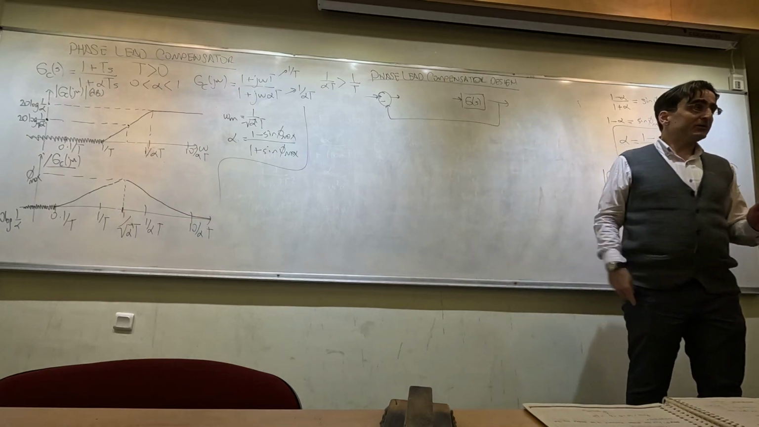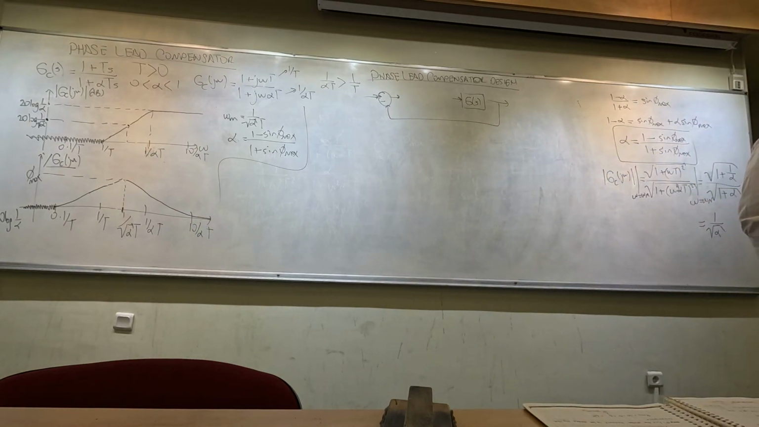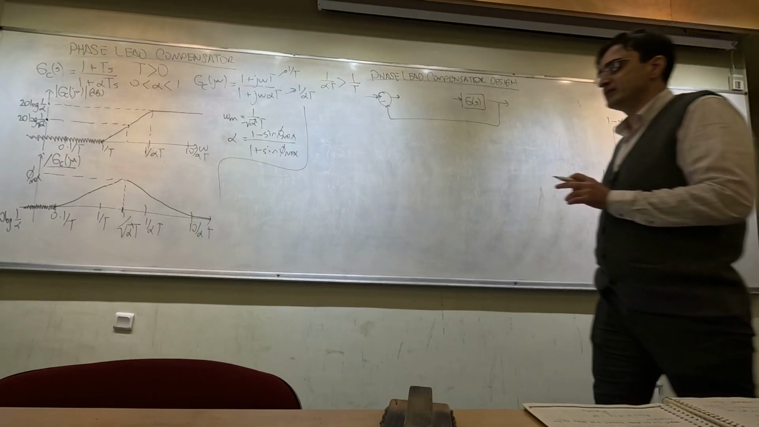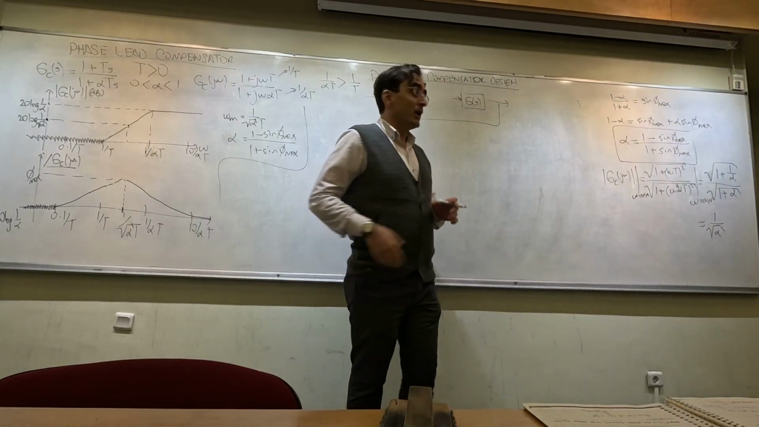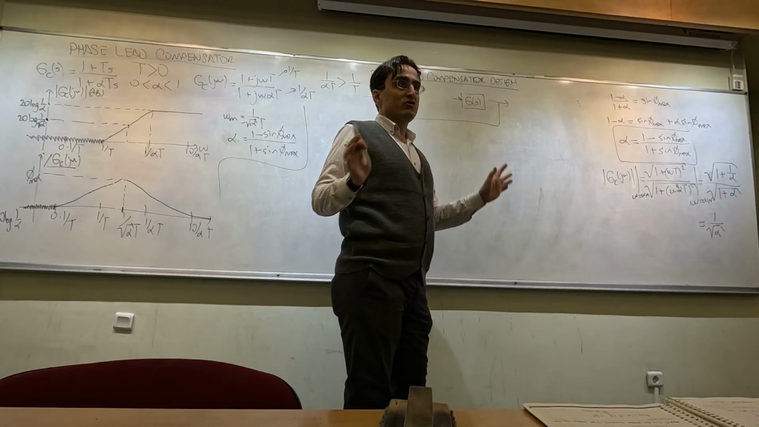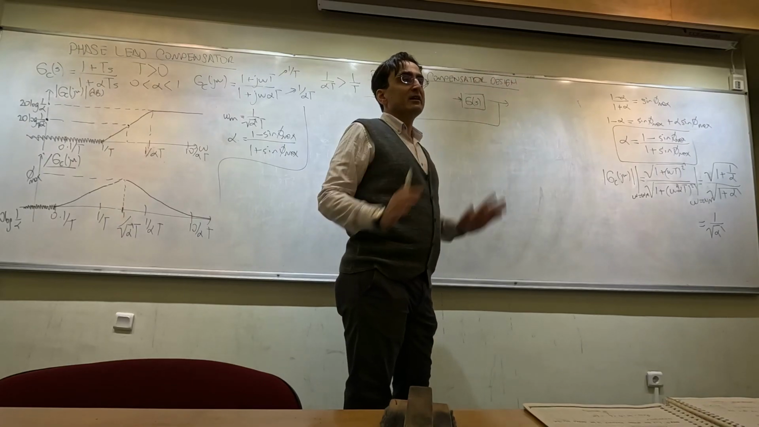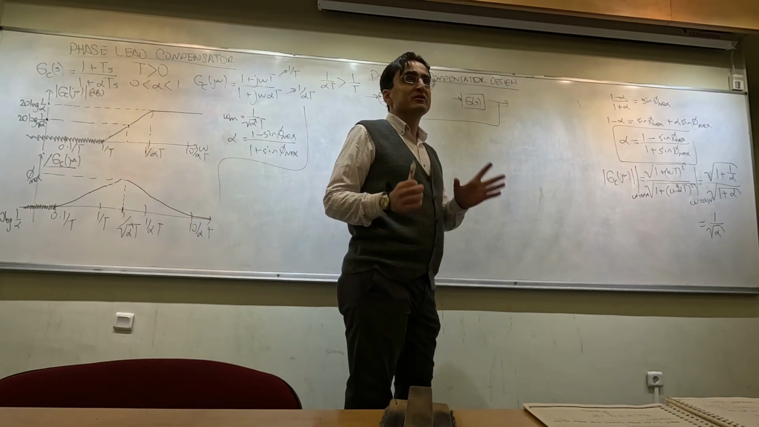If you know the transfer function of G of S, if you know actually its poles and zeros, then you can make an analytical design. That is called analytical design. If you know the explicit form of G of S, then that is going to be the analytical design of phase lead compensator. But sometimes you won't know what G of S is, but you will only get its Bode plot. That is what happens in practice.